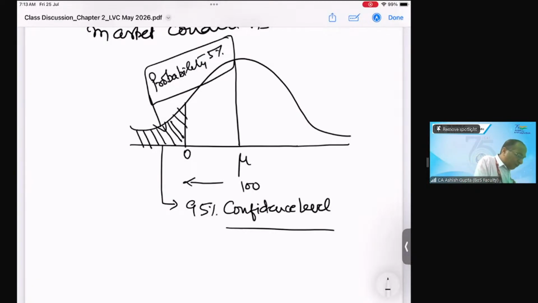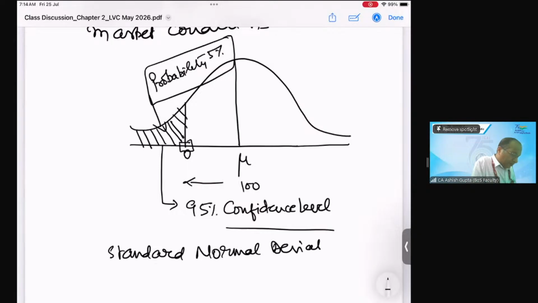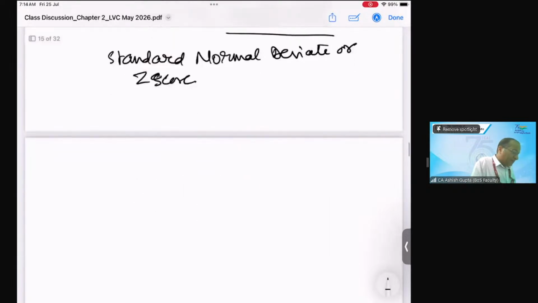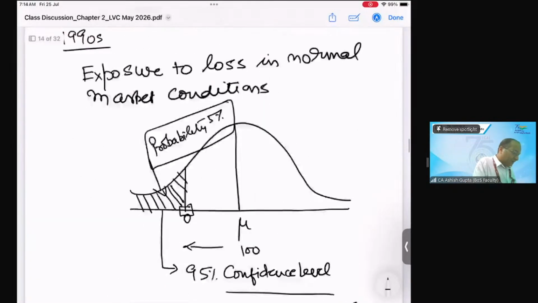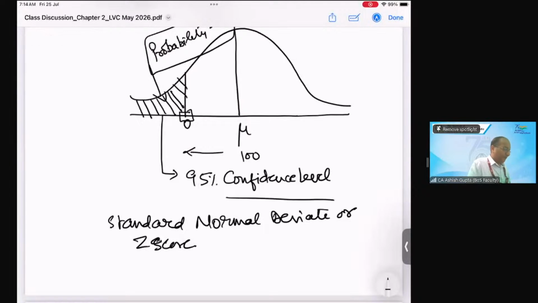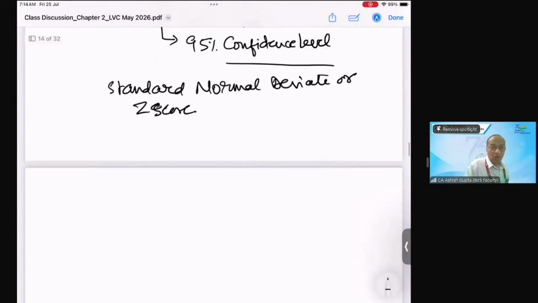So to calculate this value, I need one variable. Okay, I need some standard deviation. We can say normal deviate. It is also called standard normal deviate or Z score. And generally this is also associated with the confidence level. Accordingly, we use some standard normal variates, and these are very easy to remember. Students, you will not face any problem. These are very easy to remember.